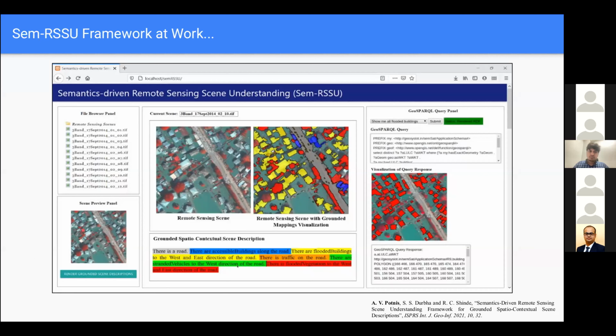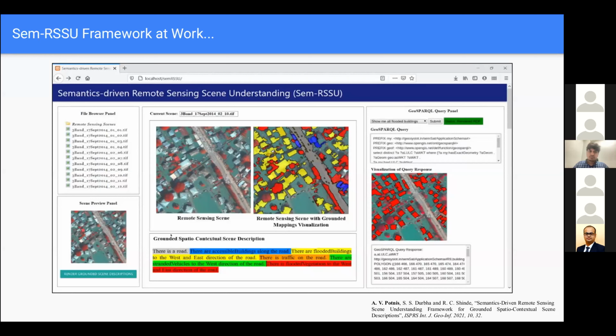So I would like to bring your attention to the fact that this is not just merely translating a raster image into its natural language scene description, but rather the explainability aspect of it is also included in it. So if we pay attention here, you can see that this sentence, there is a road, right? It is highlighted in the color gray, and it is essentially mapped to this gray region that you see in the scene, which is also highlighted in gray, right?